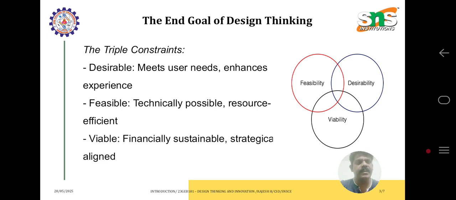The second thing is desirability. You can see that it is mentioned in the first point, which is meeting the user requirements, needs, and enhancing the user experiences. The problem should be stated by the user, and the problem is easily understood by everybody, and everybody should come forward to find solutions. So that is what is given as desirable.